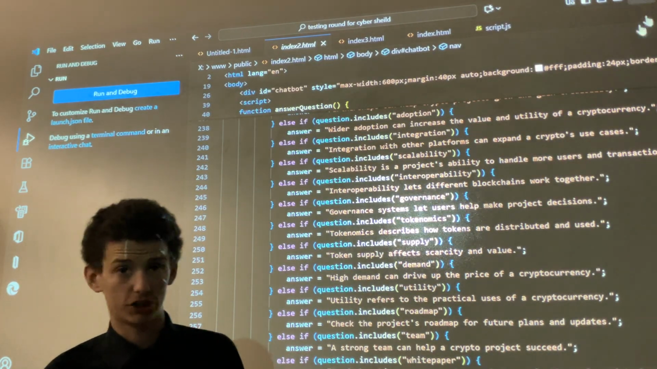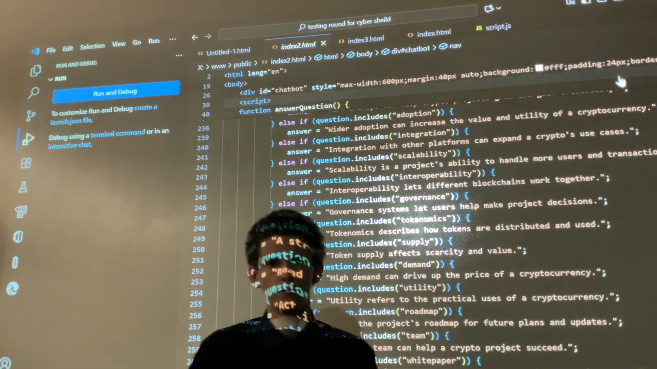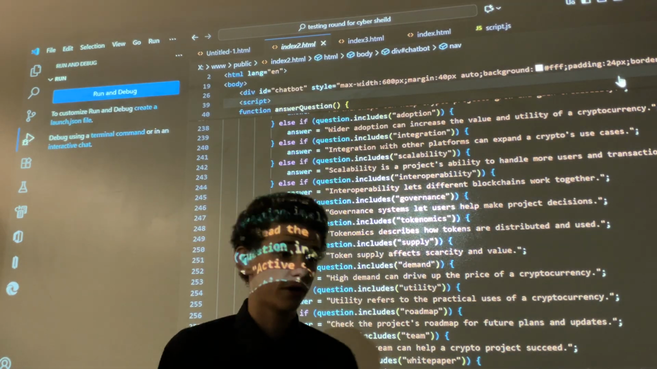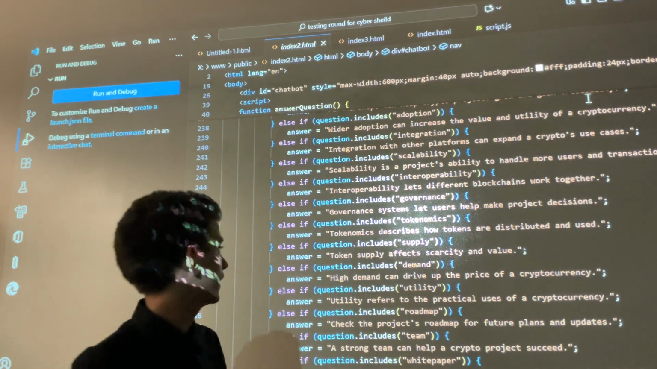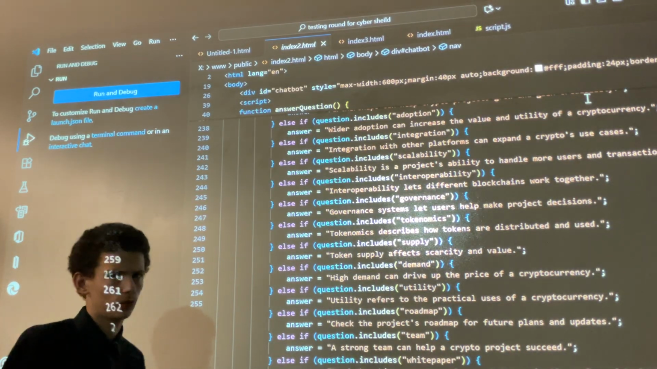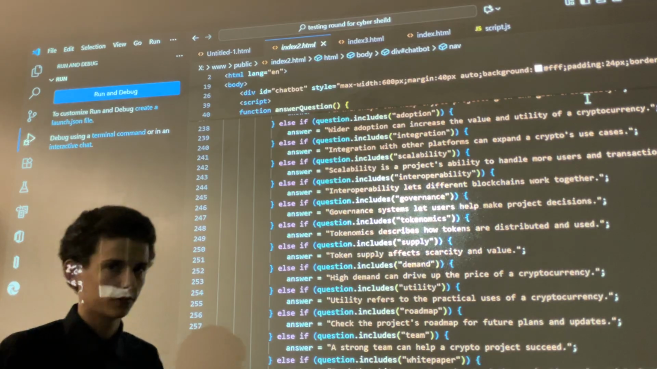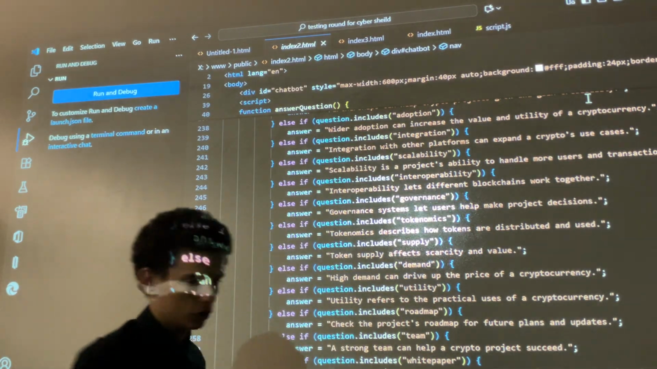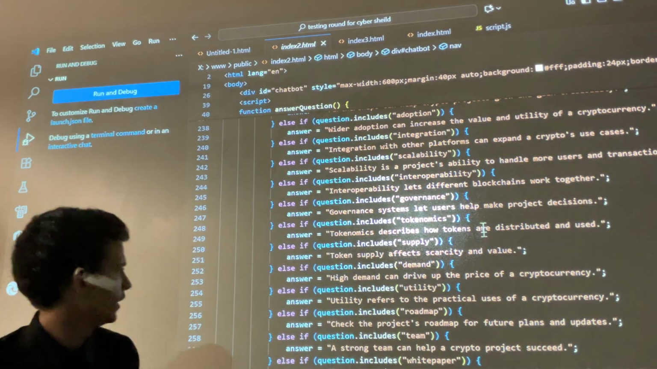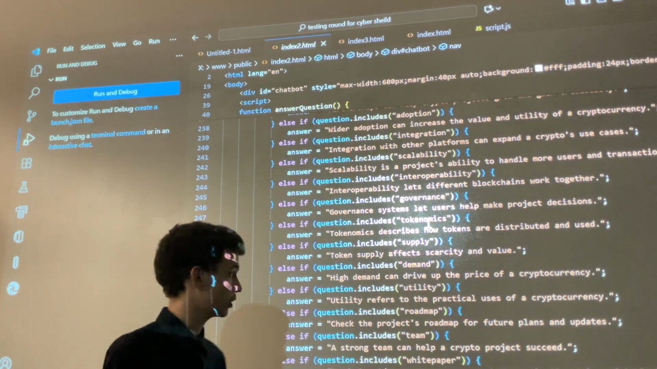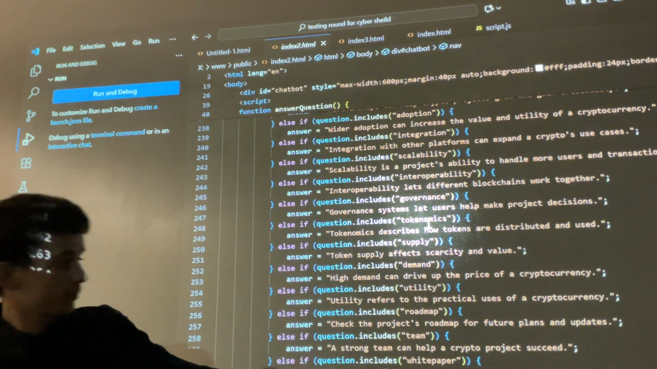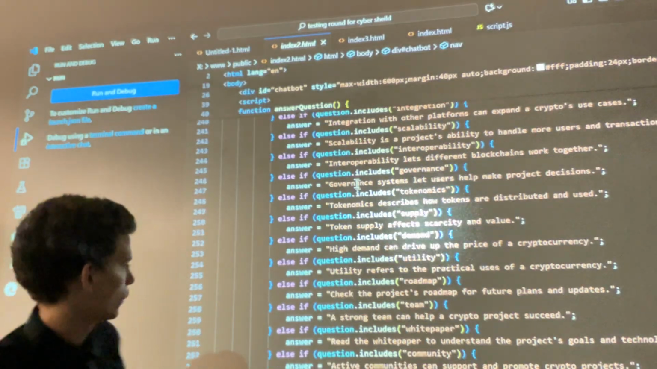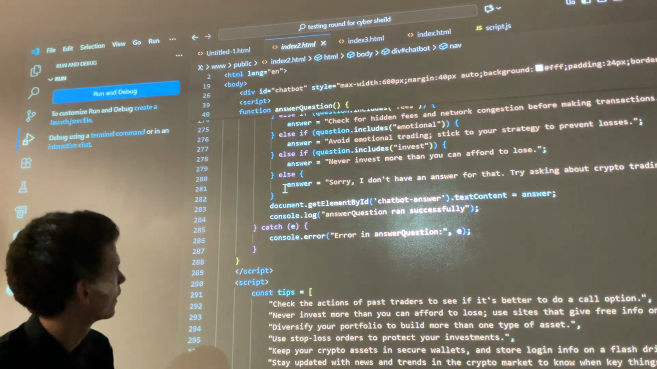to make project decisions. So it's basically, if you can't decide, it will help you decide based on some filters that you want to put in. Or demand. The higher the demand, the lower the amount. Supply and demand, basically. There is a roadmap which checks a project's roadmap for a person to use for future plans and updates.